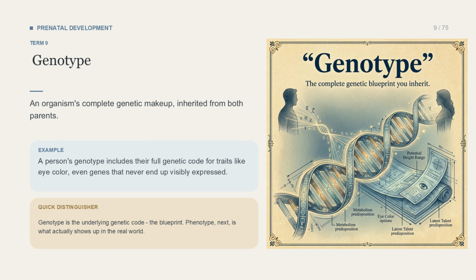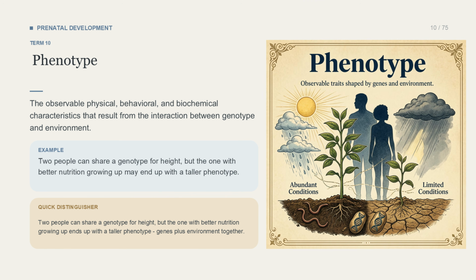9. Genotype. Genotype is an organism's complete genetic makeup inherited from both parents. For example, a person's genotype includes their full genetic code for traits like eye color and even genes that never end up visibly expressed.